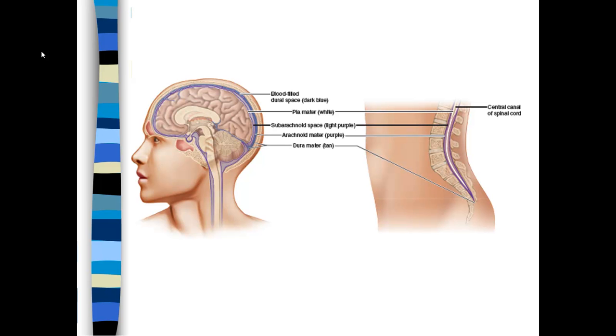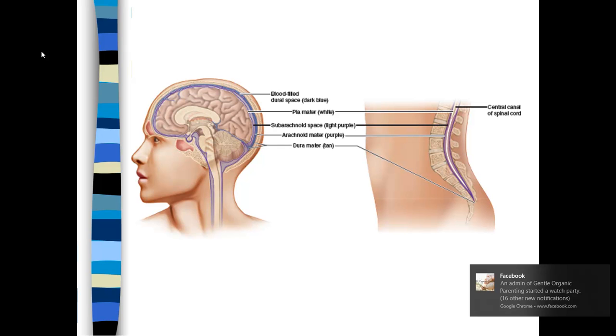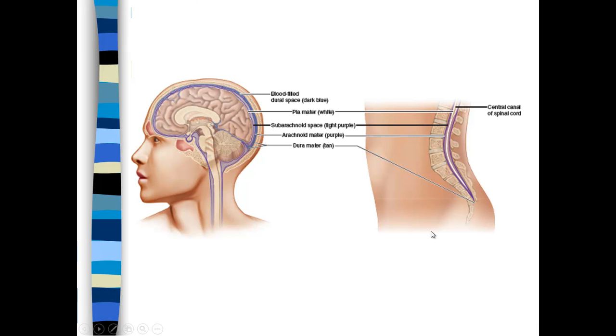pia mater is the white portion, the subarachnoid space, which is around the cerebellum, is light purple, and then the arachnoid material, this is an open space for cerebral spinal fluid, is purple, and then the dura, which surrounds the system, is in tan, and the dura goes all the way down, as well as the arachnoid space goes all the way down the spinal cord to close to your tailbone. The dural space is in dark blue, and that dark blue space has blood circulation through it.